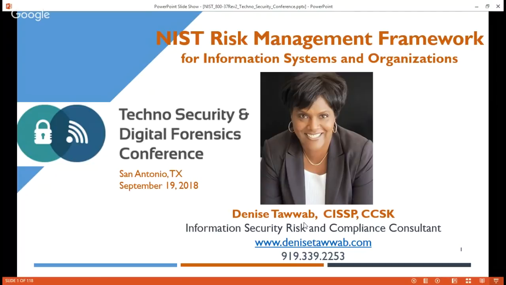Now, when they come out with the final publication, I will redo this presentation and probably present it at a conference next year. But I went ahead and downloaded the draft and took a look at it, and they made some pretty significant changes to it. And I think they're very beneficial changes.